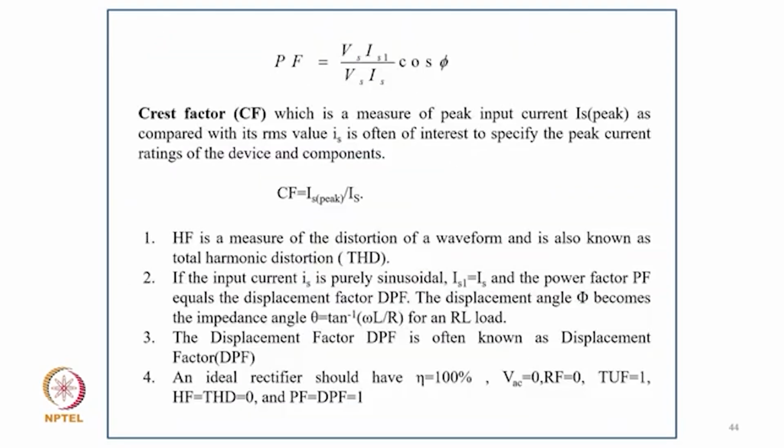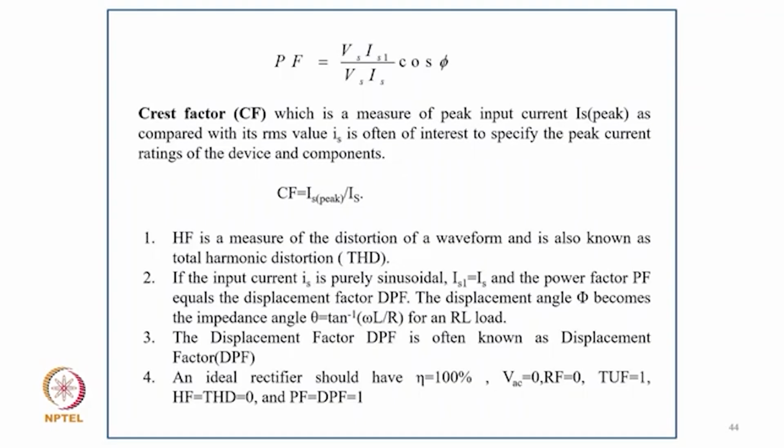The input power factor is defined as power factor equals Vs IS1 upon Vs IS into cos phi. And the crest factor, which is a measure of peak input current IS peak as compared with its RMS value IS, is often of interest to specify the peak current rating of the device and component. So this crest factor is IS peak upon IS, and harmonic factor is a measure of distortion of the waveform. It is also known as total harmonic distortion.